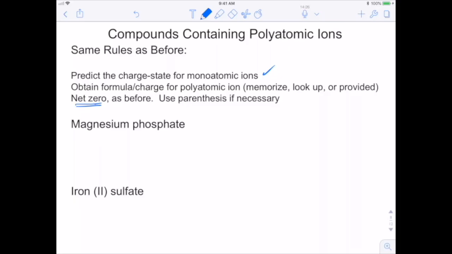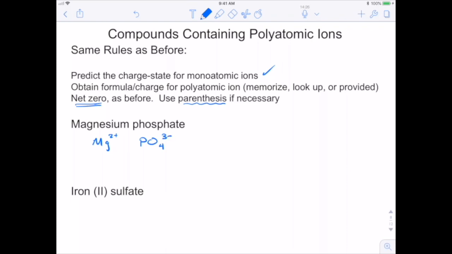Now in this case, you'll sometimes need to use a parenthesis. Let's take a look at what we mean by that. So let's look at magnesium phosphate. Following these rules, for magnesium, we look up where it is on the periodic table, and we recognize that if it can form an ion, it will lose two electrons and become a 2+ charged cation. The phosphate is a polyatomic anion. We look that up in the table, or you will just know it, that it's PO4 with an overall charge of 3-.